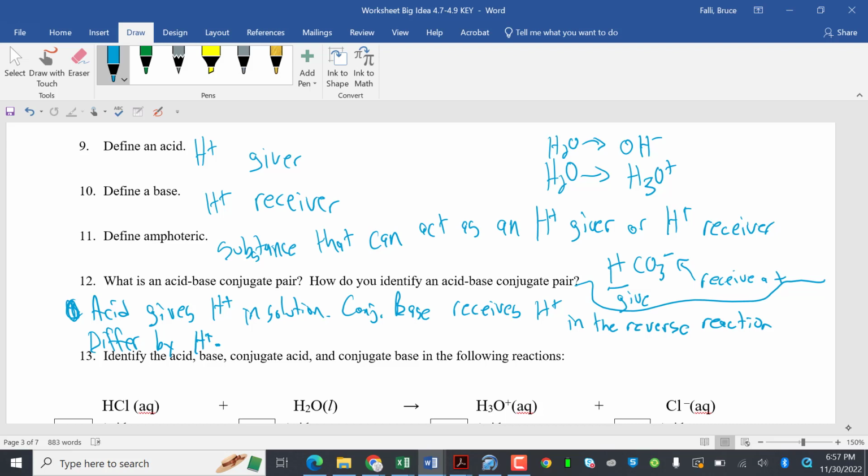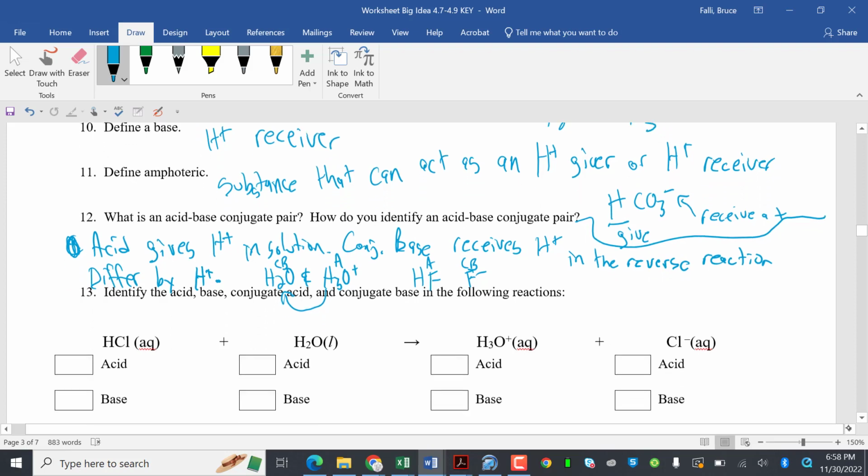So here's an example. So if I have H2O and H3O positive, this would be my acid, this would be my conjugate base, because this gives an H positive and becomes water. If I had HF, this would be my acid, and the conjugate base is what it turns into. It's going to be F negative. This is my conjugate base. So we'll see these reactions and it'll make more sense.